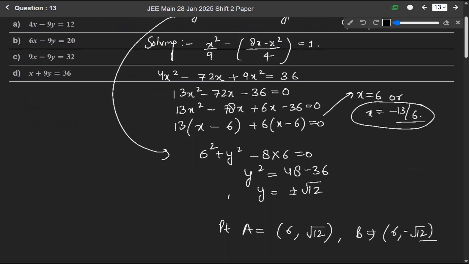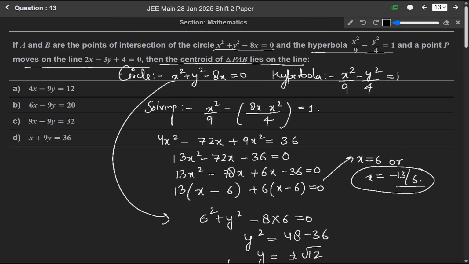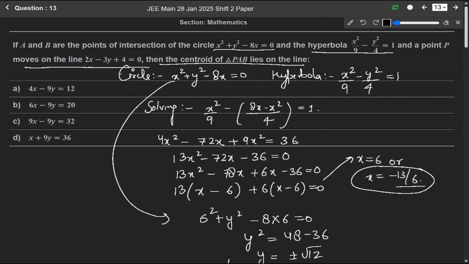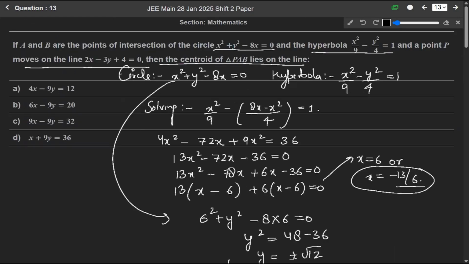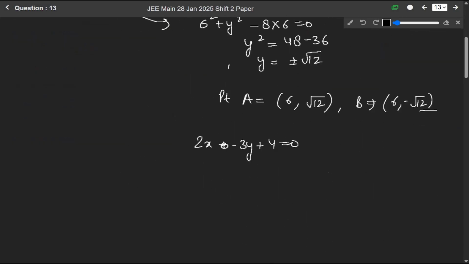triangle PAB. Point P moves on the line 2x minus 3y plus 4 equals 0. Since the point is moving on the line, let us say P's coordinates are h comma (2h plus 4) over 3.